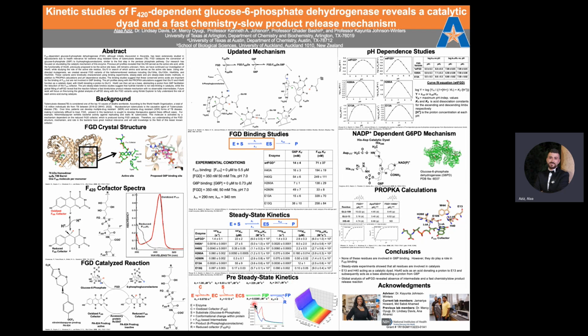We learned two things from this experiment. That is the absence of intermediate. We do not have any intermediate. This is shown by the complete overlap of the blue line, which signifies the product release, and the green line, which signifies the intermediate that I took into account. And we also have a fast chemistry, slow product release reaction.